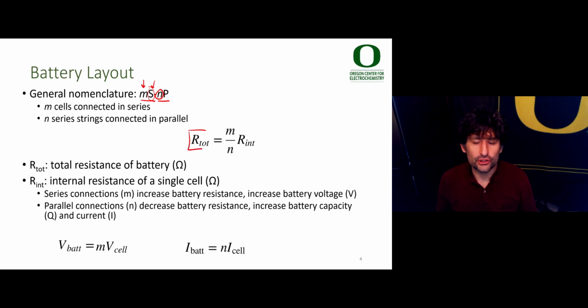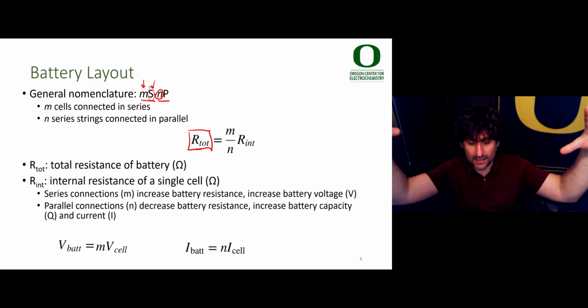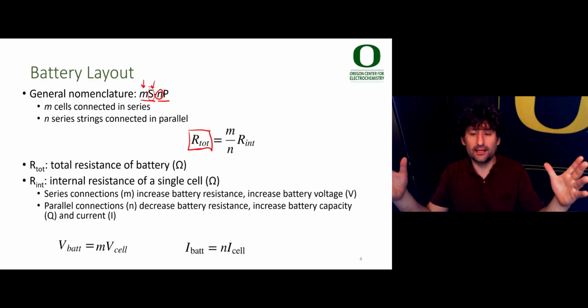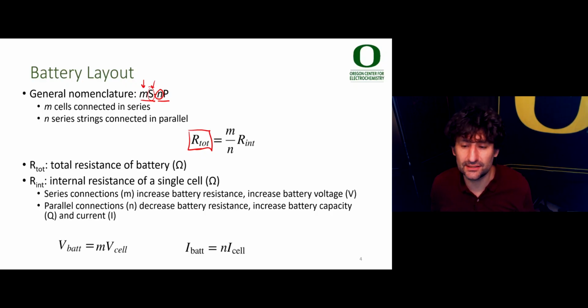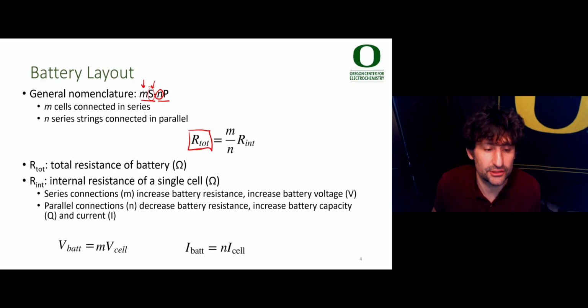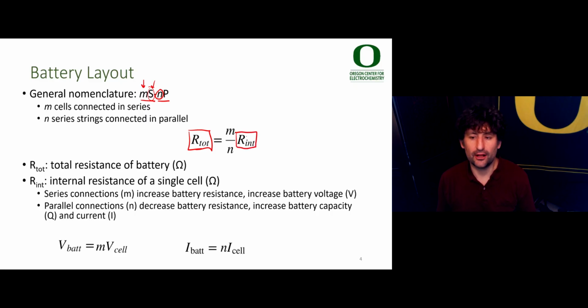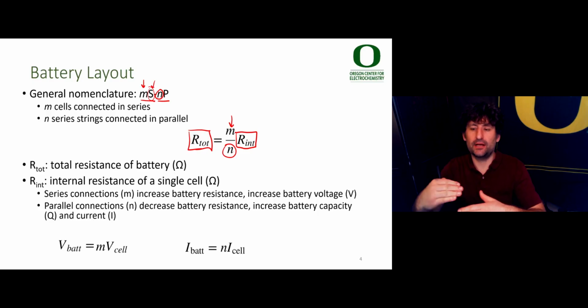So if R total is the total resistance of the battery, that is, if you imagine this entire assembly of cells, looking at it like a resistive circuit element, so the resistance to charge or discharge under a given set of conditions. We can define that in terms of the internal resistance of each individual cell. So of course, if you have more cells in series, M is the cells in series, the resistance will increase linearly with the number of cells, but it will decrease as 1 over the number of strings connected in parallel.